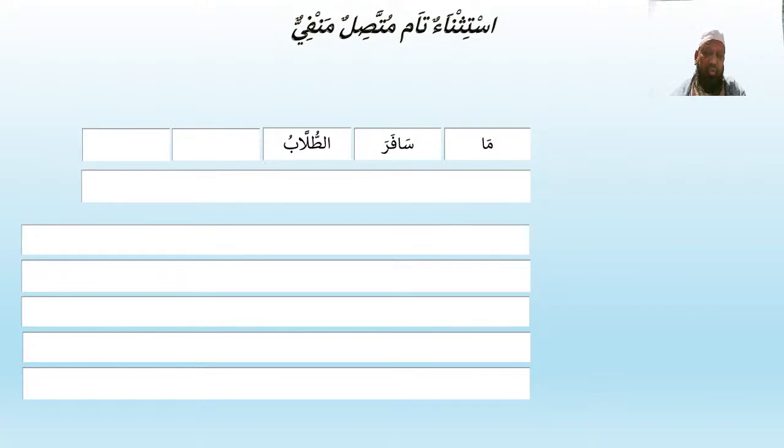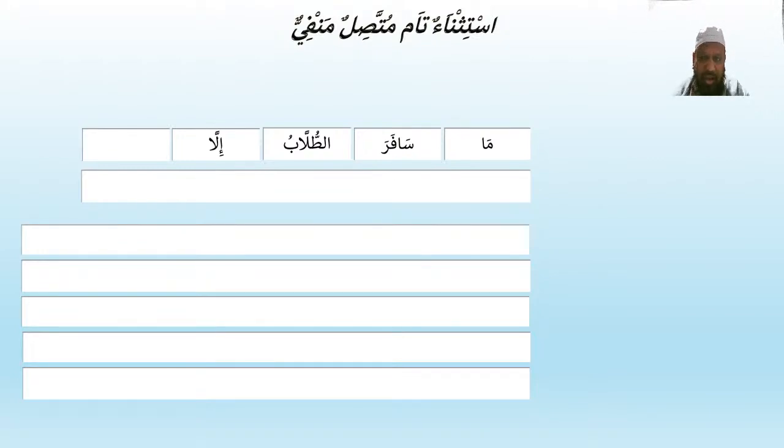Ma safara at-tullabu. The jumla is complete. The student did not travel. The students did not travel. But we want to exclude something from at-tullab. So what do we need? Harful istisna, illa.